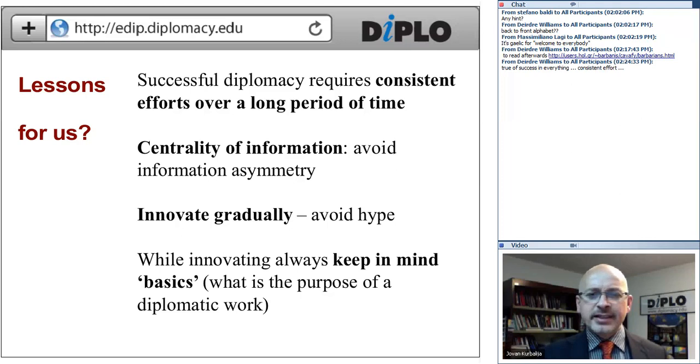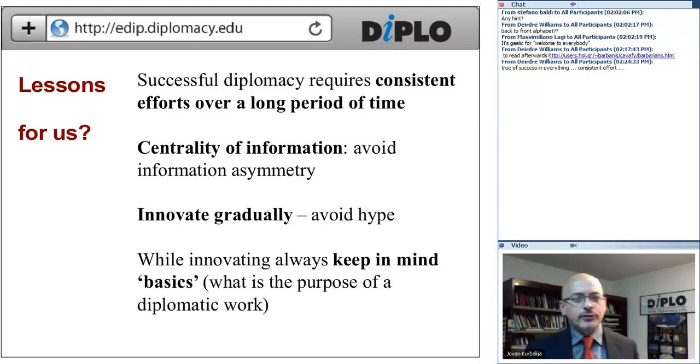The second element is the centrality of information. They realized how important it is to have information about what is going on abroad. The lesson for us is that we have to avoid information asymmetry, which is emerging nowadays with, for example, the enormous power that the internet industry, Google, Facebook, and other players, have over the rest of the players in the policy field. The Byzantines used information skillfully, basically controlling all neighboring tribes for 1,100 years through their information superiority.